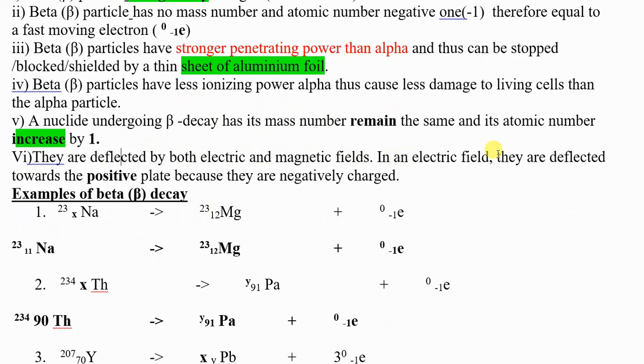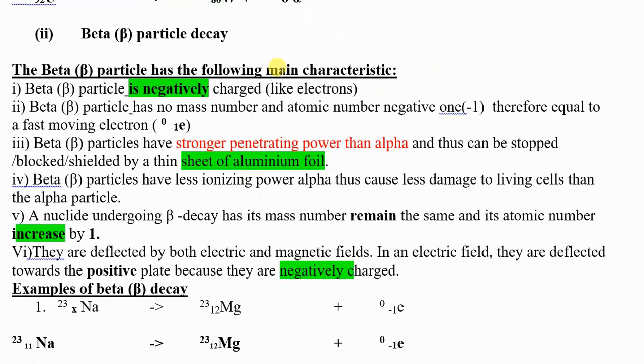Lastly, they are deflected both by electric and magnetic fields. In the electric field, they are deflected towards the positive because they are negatively charged. So that's why I'm telling you that these characteristics are very important.